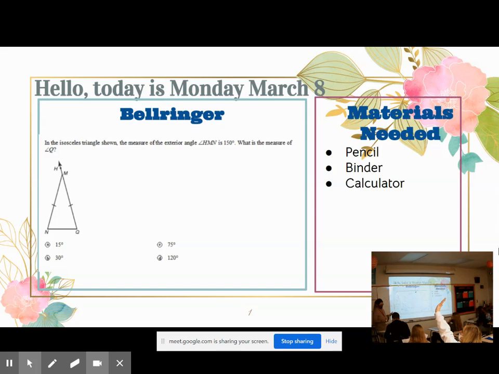So now, can you prove them congruent? Would that represent either side, side, side, or side, angle, side? Side, side, side means you have all three sides marked. Oh, no. Side, angle, side means you have two sides and their included angle.